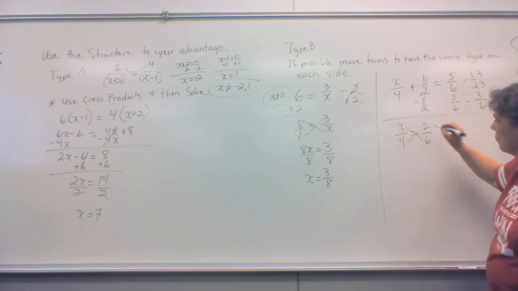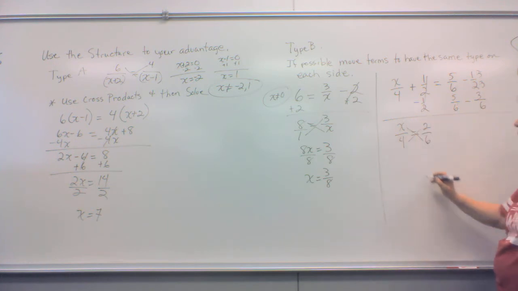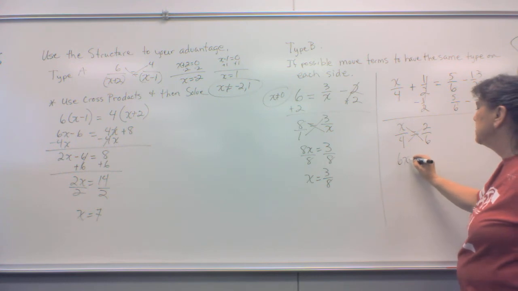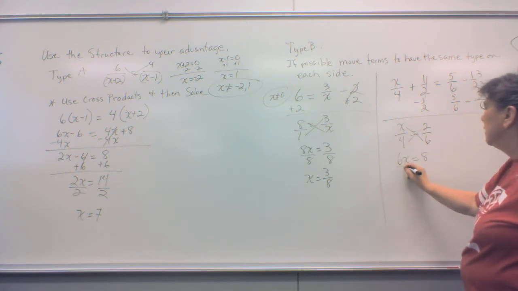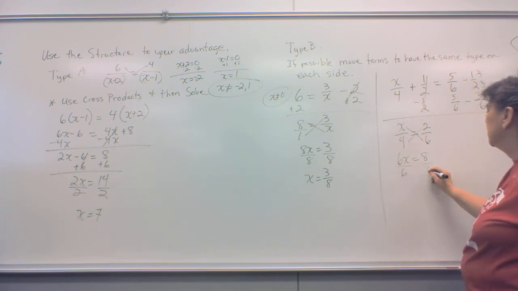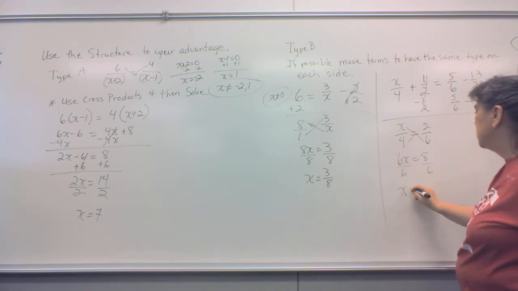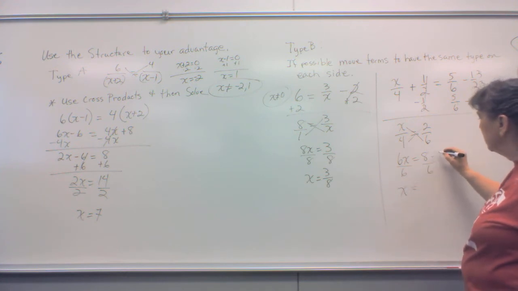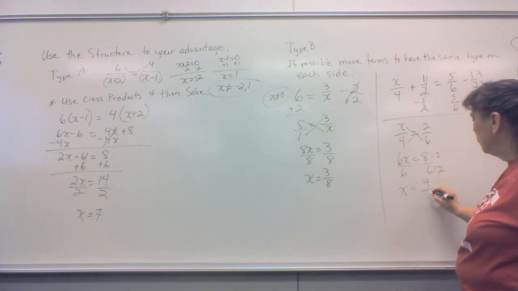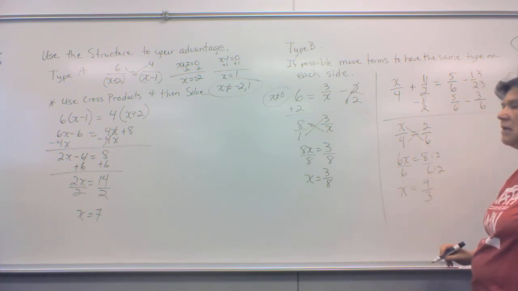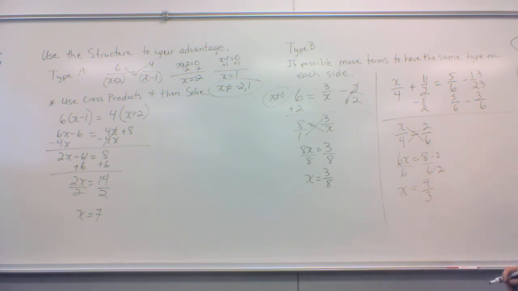Now I can do my cross products, and I will have 6x is equal to 8 divided by my 6. And I have x is equal to, simplify this, divided by 2, top and bottom. And I'm going to end up with 4/3. And just leave your fractions. That's usually a really good place to leave it.